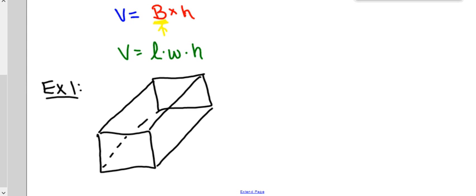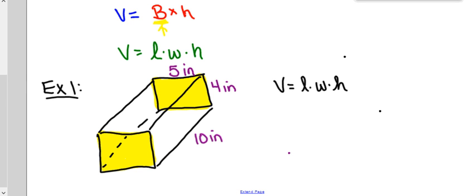Let's go ahead and let's give our rectangular prism some dimensions. I'm going to make this 10 inches by 4 inches by 5 inches. Now I want you to notice and pay attention to the fact that these bases are in the shape of rectangles. Because those bases are in the shape of a rectangle, I can use the formula length times width times height. If those bases were triangular, I would have to use my formula where I multiplied the area of that triangle times the height.